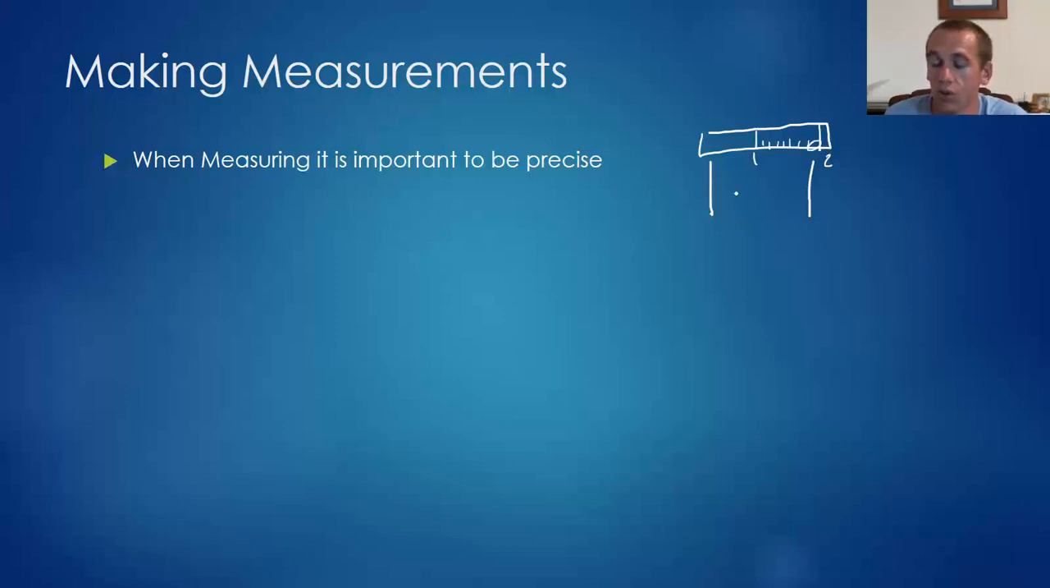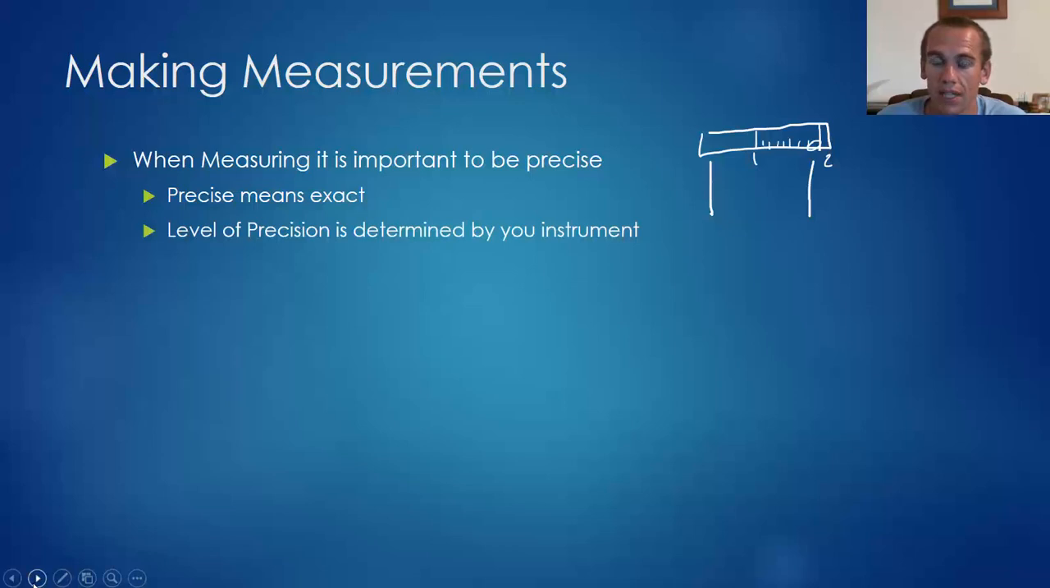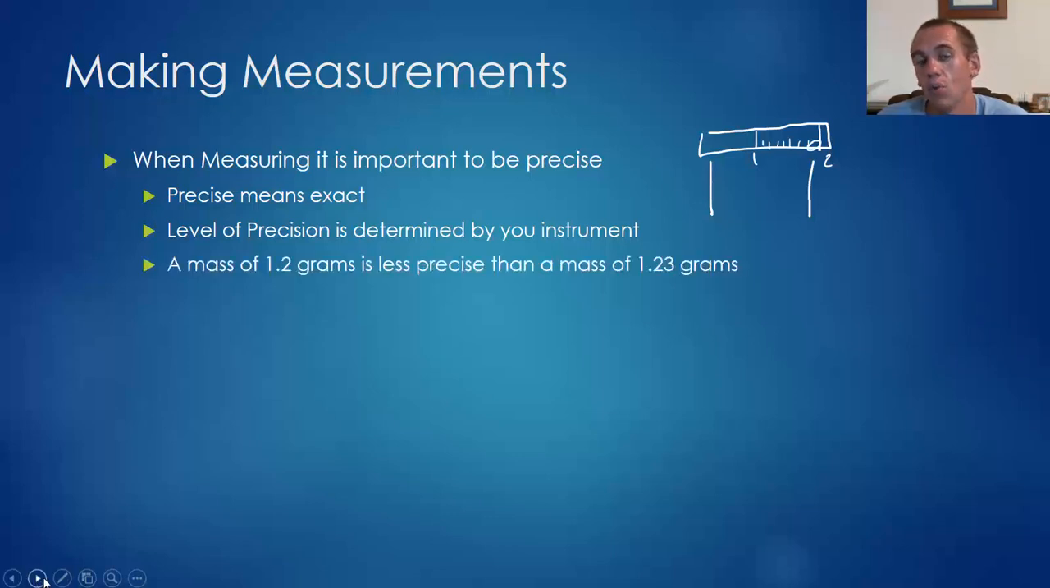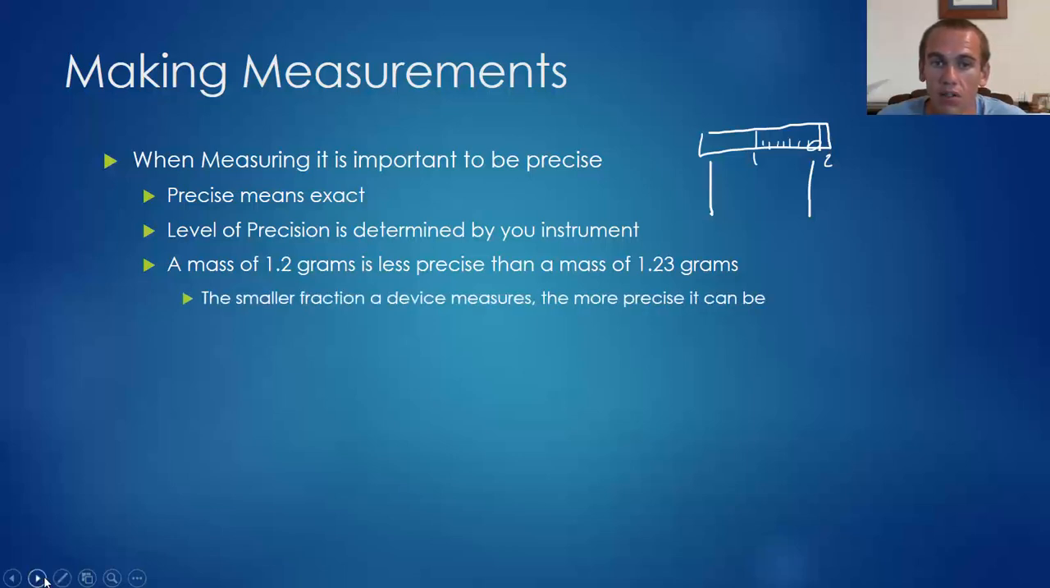So you've got to measure as close as you can with the tool that you have. The tool is what determines how precise or exact your measurement can be. A ruler can measure to the closest millimeter, which is a tenth of a centimeter, and then you can estimate one more place if it's between two lines. So 1.2 grams is less precise than 1.23 grams because we're saying to what degree we know information. So record the correct precision based on your device. A smaller fraction means it's more precise.